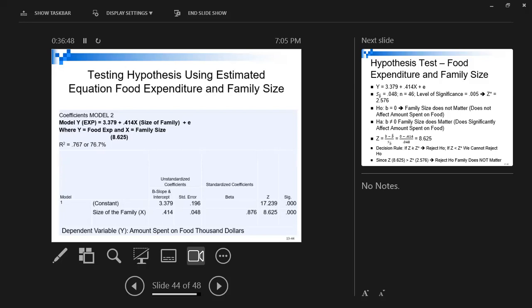See, B is the slope, the intercept is there. So the constant is 3.379 here, and the size of the family is 0.414. So for each additional person in the family, you spend $1 more in food for the month. We are not told exactly how this is measured. And 76.7% of expenditure on food is explained by the number of people in the family.